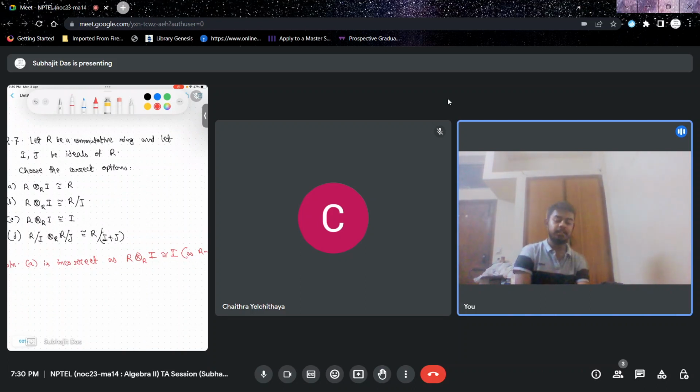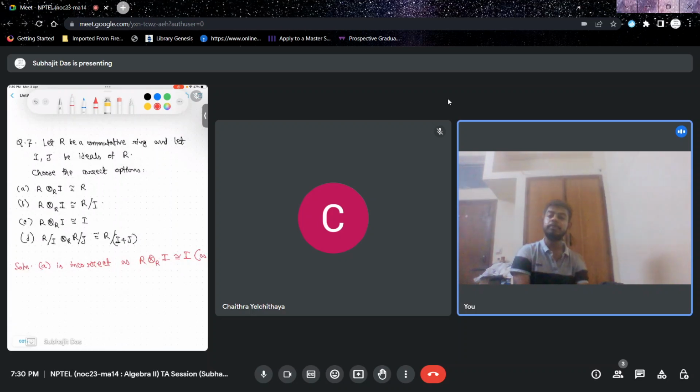So if it is isomorphic to I, and assuming that A were correct, that would mean R is isomorphic to the submodule I. Any ring is isomorphic to its ideal as modules over the ring. That is again a fallacy, right? That is not correct, right? So this is incorrect. Is it clear? Is the reasoning clear?